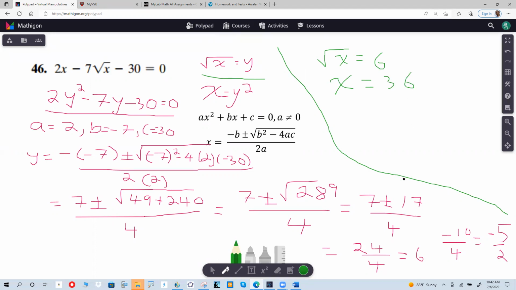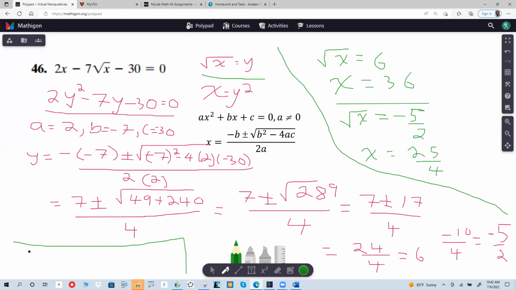36. One solution. Try the other one. Y is -5/2. Square both sides, and you get x is, when you square it the minus goes away, 25 over 4. So your answers are 36, comma, 25 over 4.